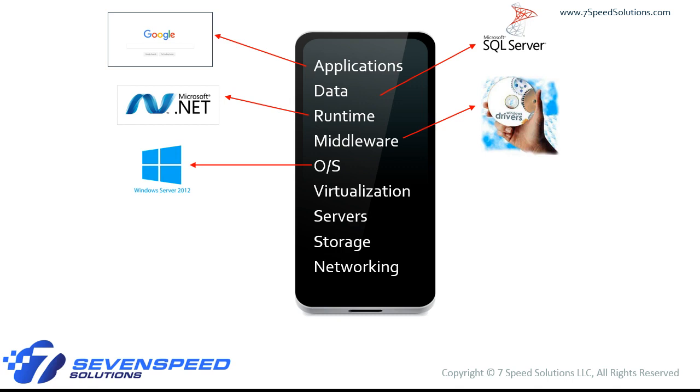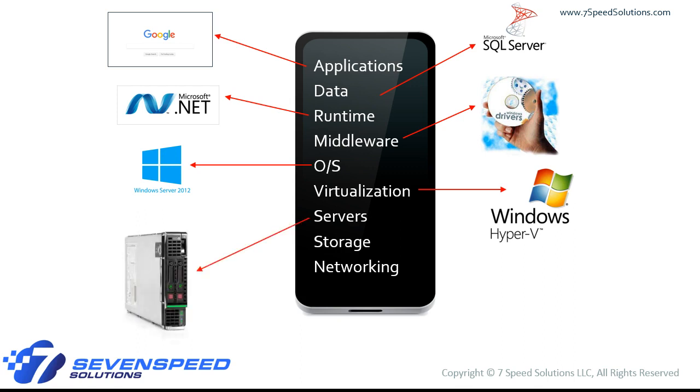OS, we'll say, would be maybe Windows Server 2012. And this is the operating system that the application itself is running on, not the local operating system of the client. Virtualization, in this case, we'd say they're running Windows Hyper-V to virtualize. This is where we get to the physical, tangible items. Remember the bottom three, the things that can scale. Servers, we'll say in this case it's running, as you can see in this image, on an HP BL460 blade.